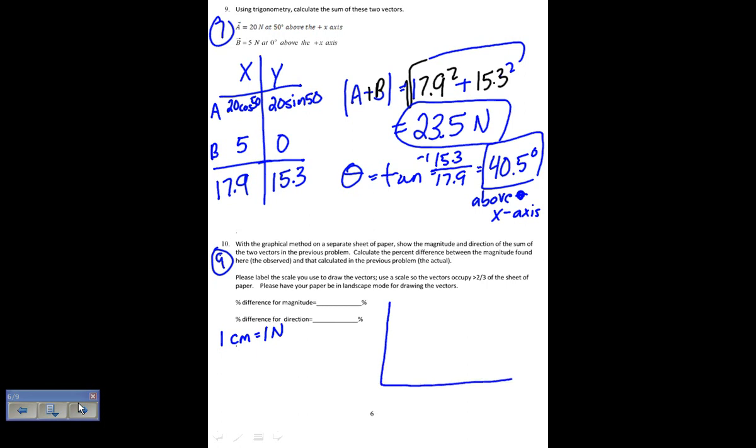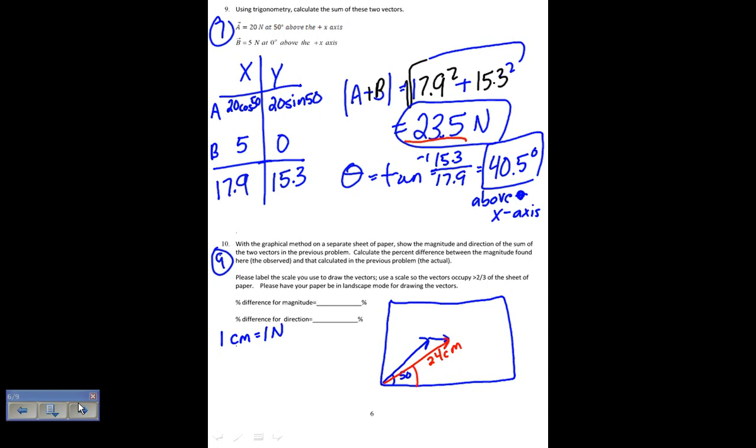So if this is my page, it should look something like this. My first vector is 20 centimeters long at an angle of 50 degrees. And then my second vector is 5 centimeters long in the horizontal direction. So it looks like that. And then my resultant vector will look like this. And the resultant vector should be about 24 centimeters, right? Because I know that it's about that length. So it's about 24 centimeters.